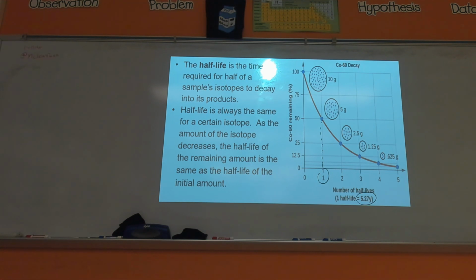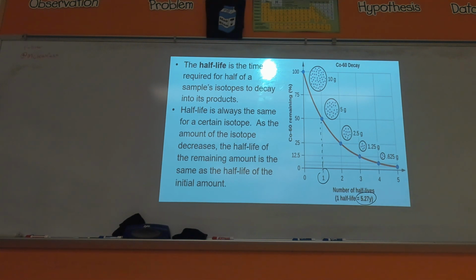How long would it take for 2.5 grams of cobalt-60 to decay to 1.25 grams? 5.27 years. How long would it take for 1.25 grams to decay into 0.625 grams? 5.27 years. In other words, the half-life is always the same no matter the starting amount. So if you start with a lot of cobalt-60 or a little, the time it takes to be cut in half is always going to be the same, 5.27 years for this specific element.